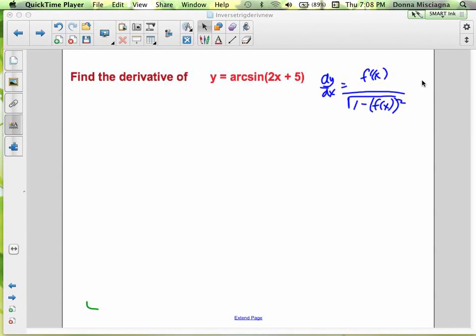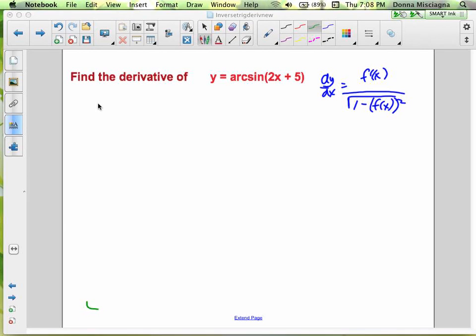Welcome back. Let's do a few more problems, a few more derivatives with inverse trig. All right, so we want to find the derivative of y equals arc sine of 2x plus 5. We have our formula over there, dy/dx equals f prime of x over the square root of 1 minus f of x squared. Our f of x in that formula there is the 2x plus 5.